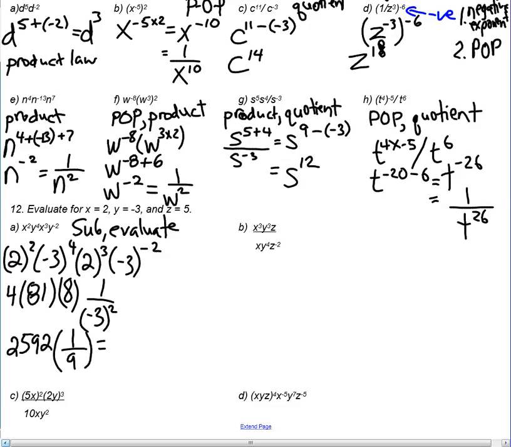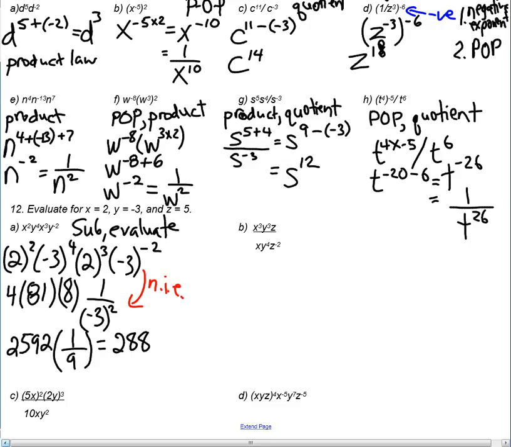And if we divide 2,592 by 9, that would be the same as multiplying by 1/9. Or you could use your fraction button in your calculator, and that returns 288 as a result. So we didn't really have to use an exponent law, but we did have to use the negative integer exponent definition.